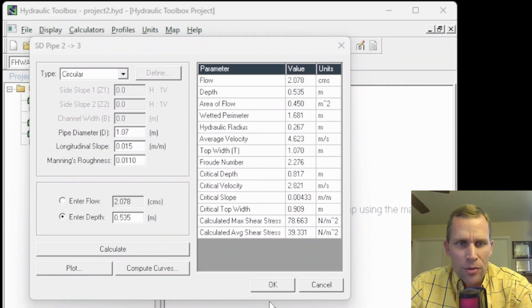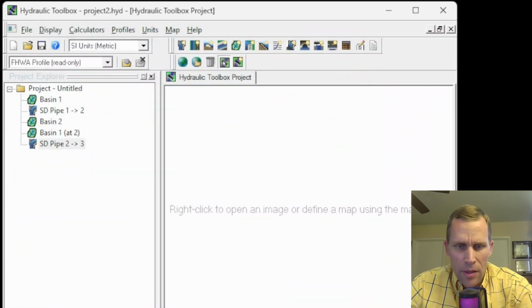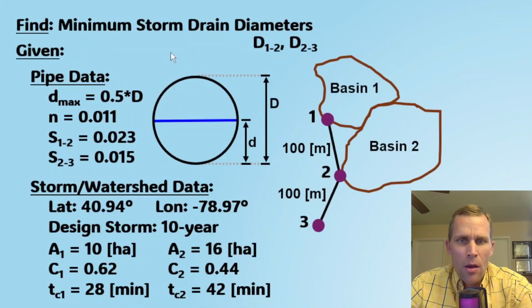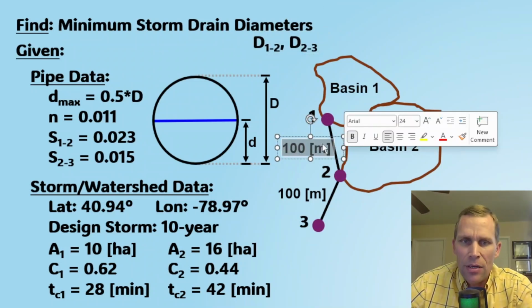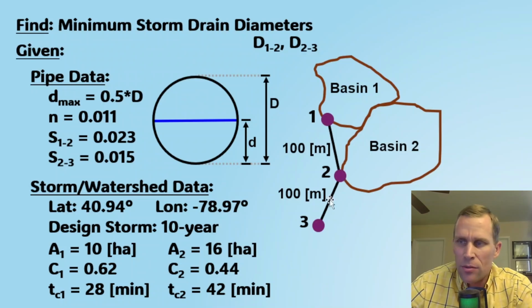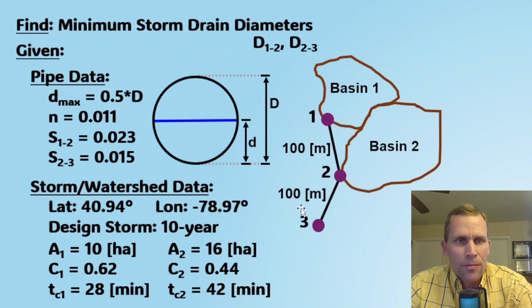Okay, that's cool. So let's close that up. And then just as a quick summary, what we did was determine that the diameter in pipe 1 to 2 would have to be at least 0.82 meters. And then the pipe from point 2 to 3 would have to be at least 1.07 meters. This is the end of the exercise. That is the answer that I came up with using the hydraulic toolbox, specifically the channel calculator, as well as the rational method calculator.